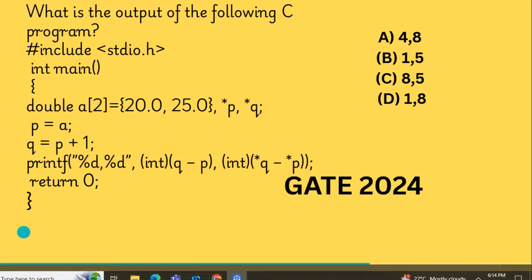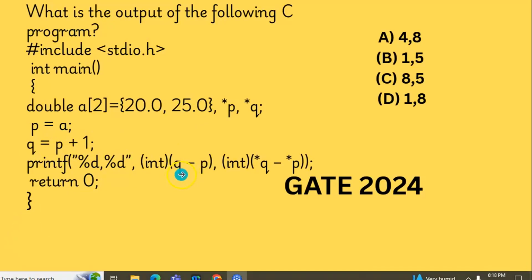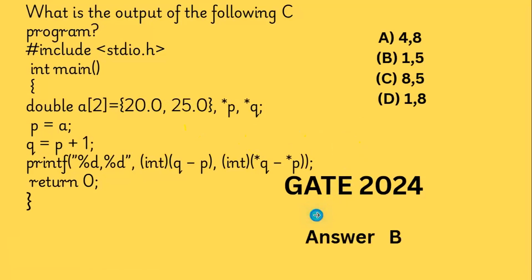In the operation q minus p, when you subtract two pointer values, particularly in the case of arrays, it will give the number of elements between these two addresses. The answer is 1. And in the next operation, the content stored at the address specified by q minus the content stored at the address specified by p, because this is the indirection operator, the answer is 25 minus 20, which is 5. So the right option is B.